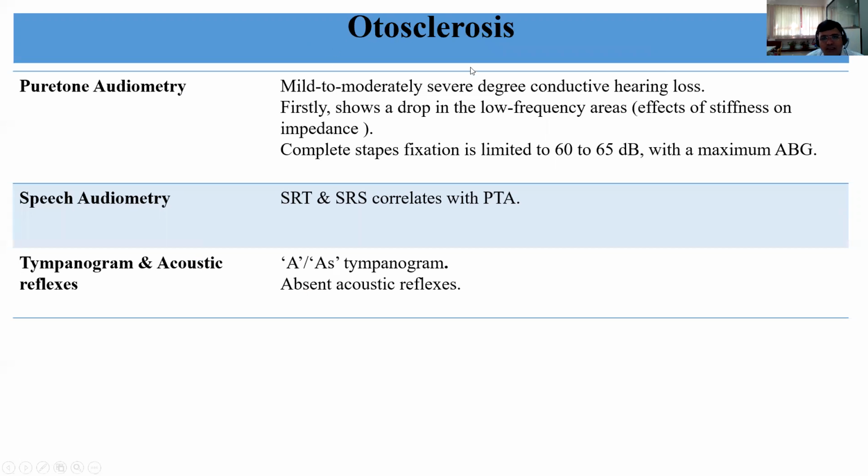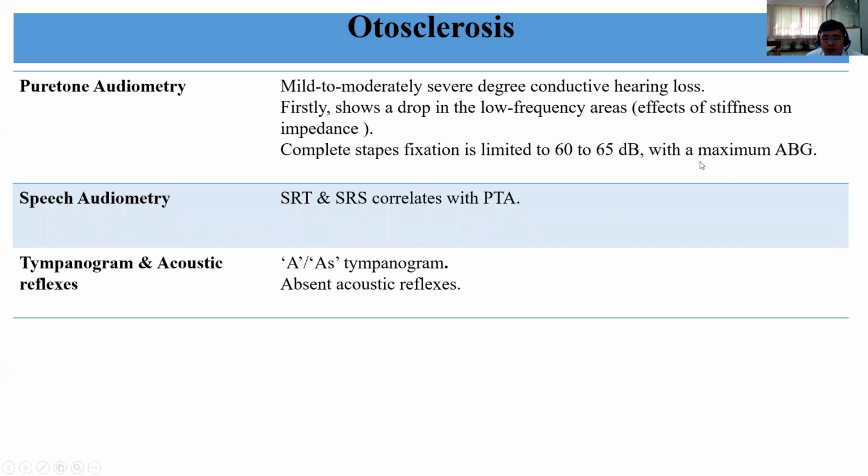Otosclerosis. Otosclerosis is another middle ear condition where audiological evaluation helps you to understand the pathophysiology. Most often, it varies in degree, from mild to moderately severe conductive hearing loss. Initially, there is a drop in the low frequency areas due to the stiffness in impedance, whereas if there is a complete stapes fixation, that leads to a higher degree of hearing loss and maximum air-bone gap.